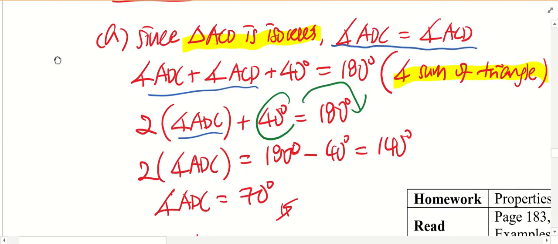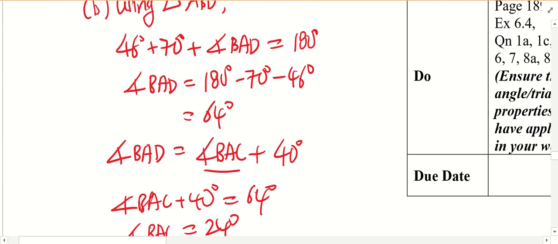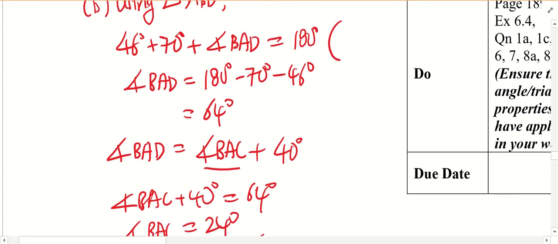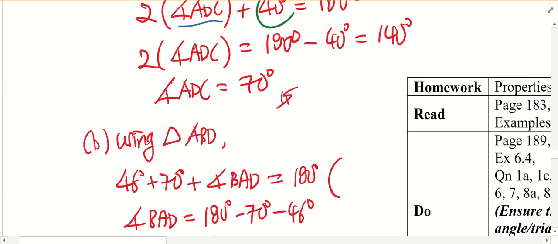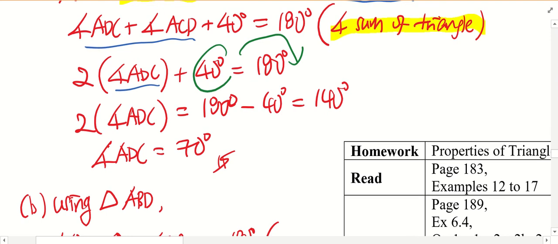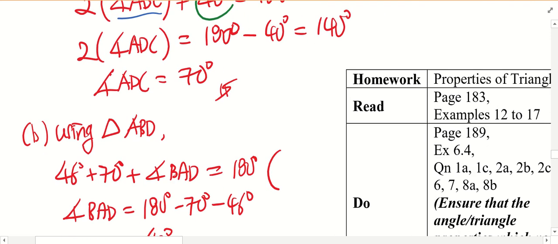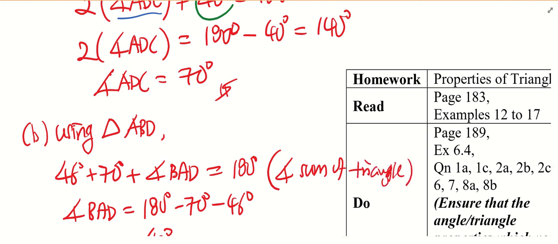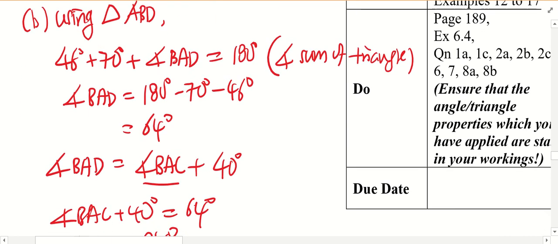Oh, sorry, I forgot to quote the reason. Over here I need to quote a reason. And what reason is this? Here, this part, again we're using the knowledge that all the angles in a triangle add up to 180. So I will quote the same thing as above: angle sum of triangle. Don't forget to quote the reason. It's a mistake that I made. Now let's move on.